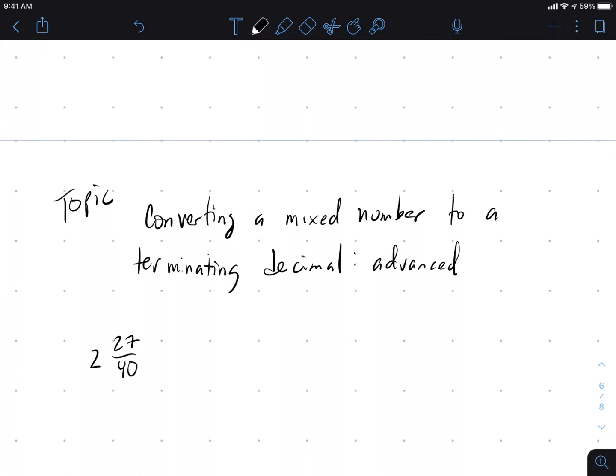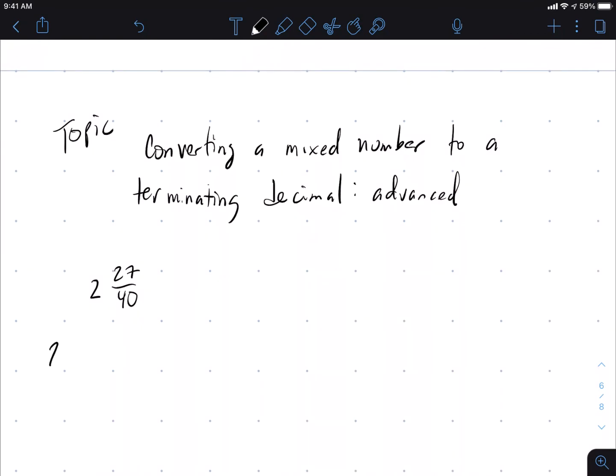The way I would do this problem is you could make it a mixed number and be all complicated, but I don't want to do it that way. So I'm going to write 2 and then a decimal, and I'm going to do work on the side. Does 40 go into 27? The answer is no. So I put a 0, and then I add a 0 here. Does 40 go into 270?